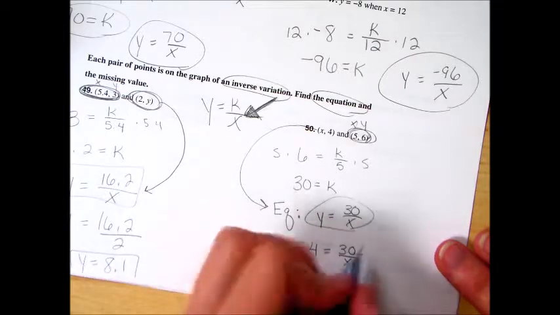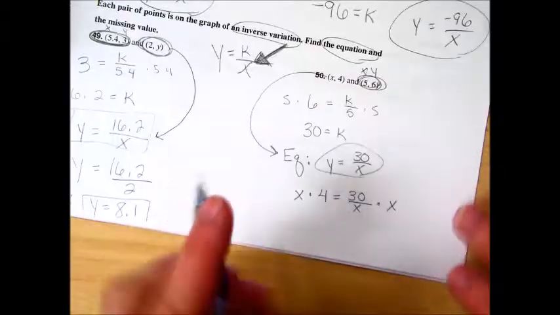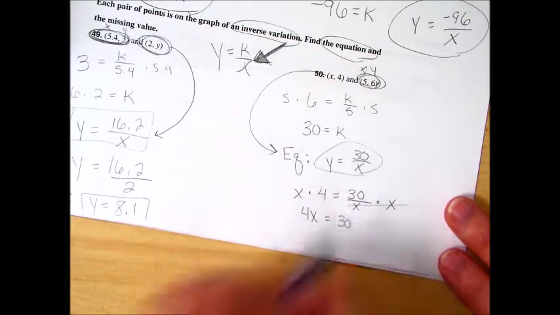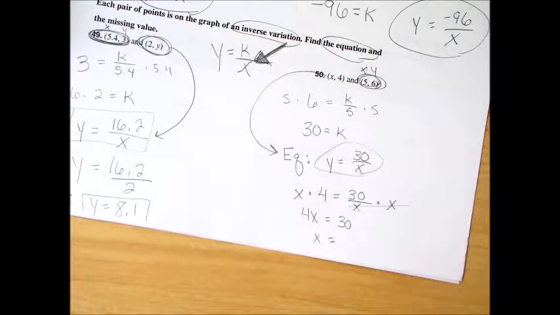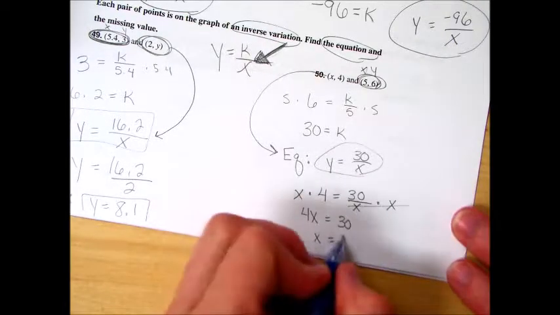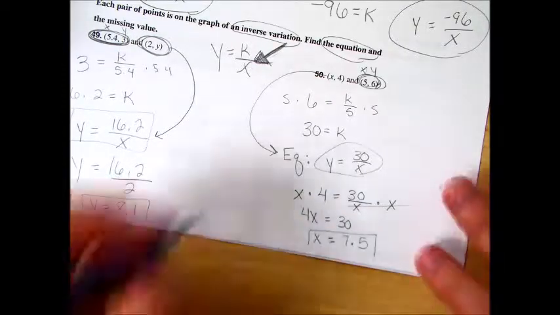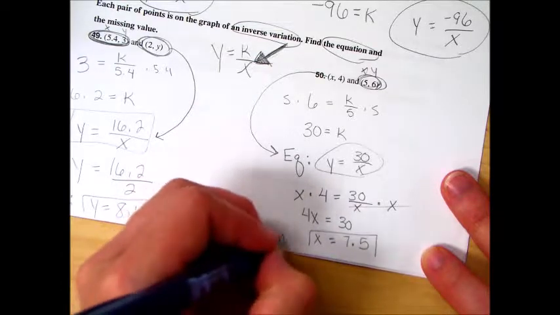Oh, I gotta multiply each side by x. That always throws people off. That's weird for kids. So you get 4x equals 30. Remember the x's cancel. Divide by 4. 30 divided by 4 is 7.5. So I found the equation and I found the missing value.